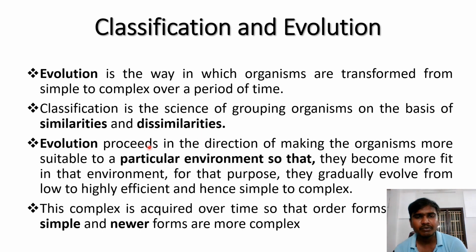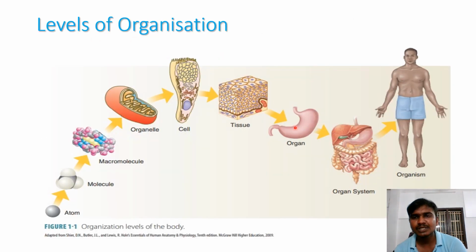Next, evolution proceeds in the direction of making organisms more suitable to particular environments, so that they become more fit in the environment. This complexity is acquired over time, so older forms are simple and newer forms are more complex.